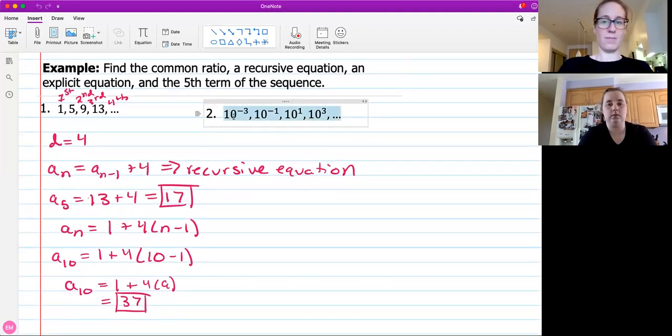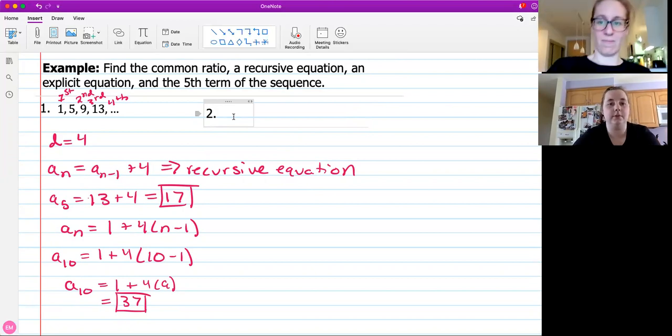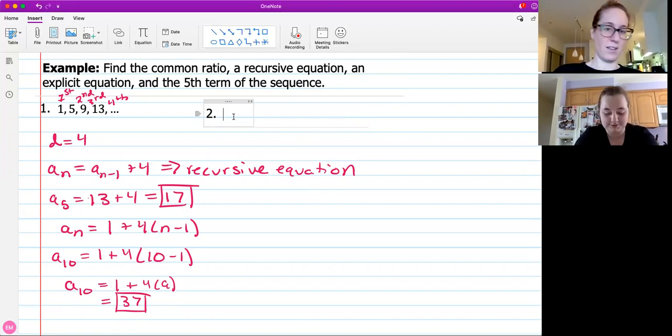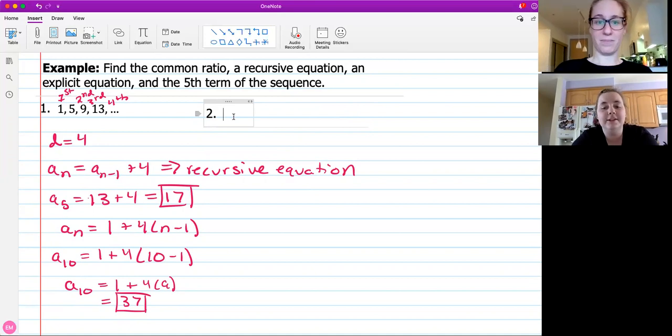And then fix that one. We'll go over those sequences tomorrow for geometric sequences, but I jumped ahead.